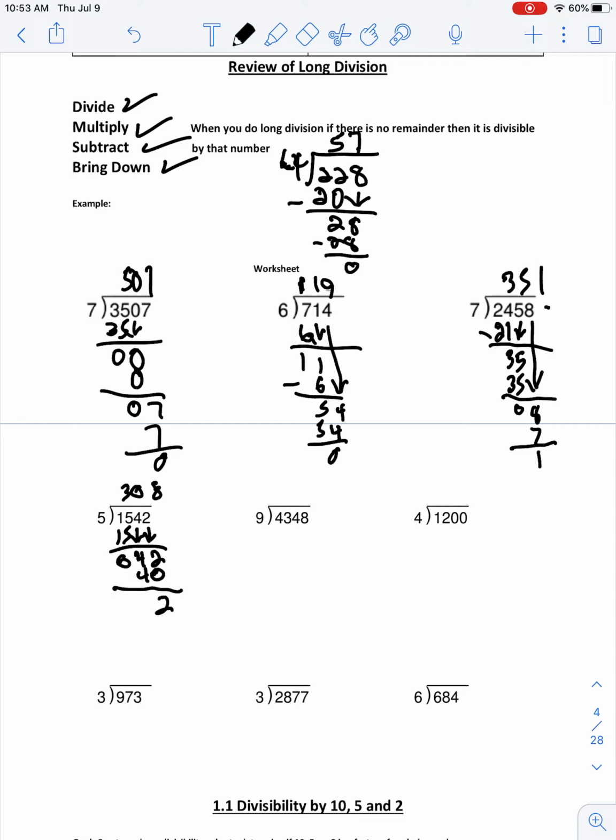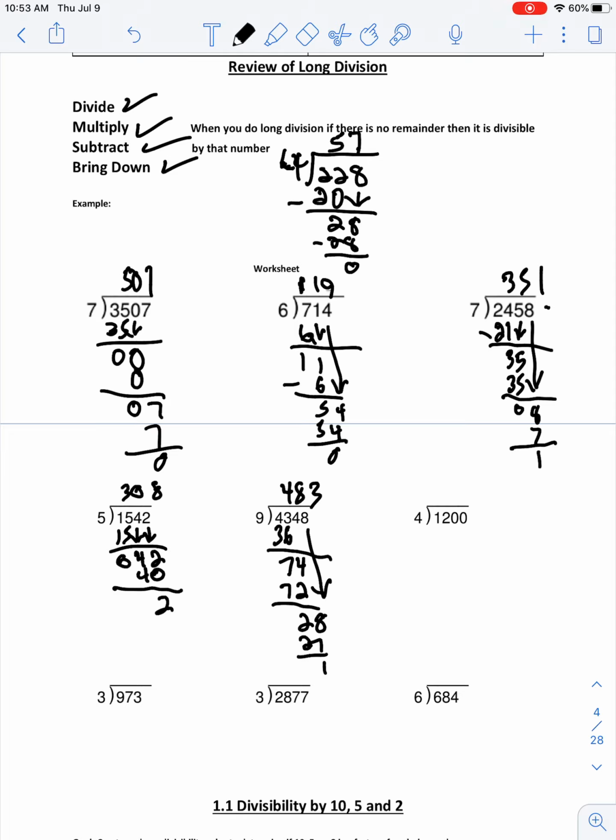Okay, 9 goes into 43 4 times for 36. Okay, then I get 7 as my remainder. I drop the 4. 9 goes into 74 8 times for 72. I get 2, and I drop the 8. 9 goes into 28 3 times for 27, and I get a remainder of 1.